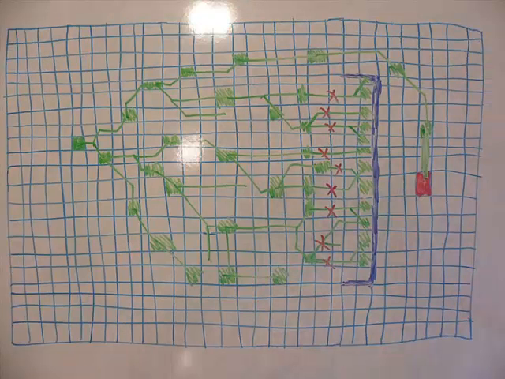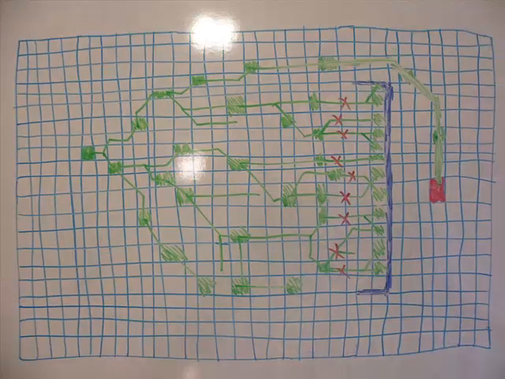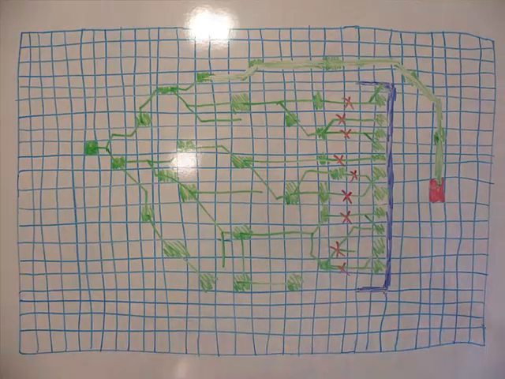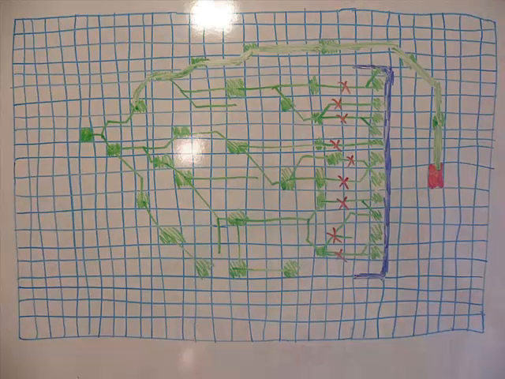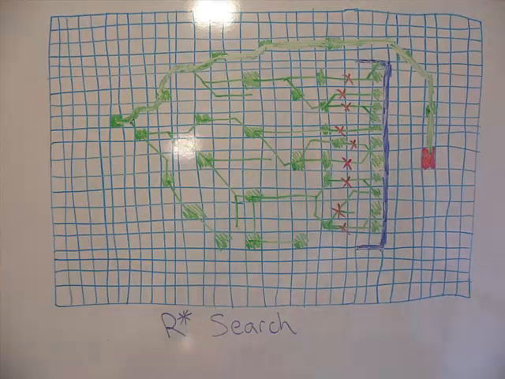Now we just follow the path all the way back to the beginning, and we have our path from A to B. And this is what Maxim Likhachev and Anthony Stentz called R-star search.